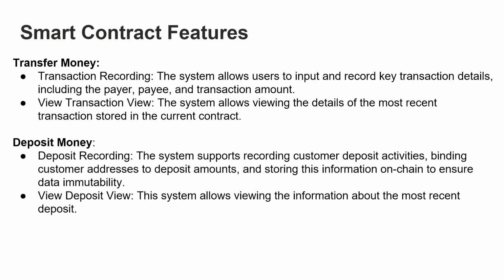Next, smart contract features. Our system focuses on two main capabilities, transfer money and deposit money. The primary goal here is data immutability. Once a record is confirmed on-chain, it is permanent and cannot be tampered with.